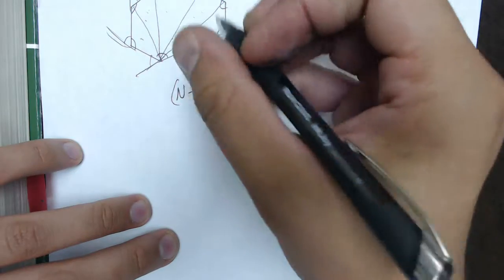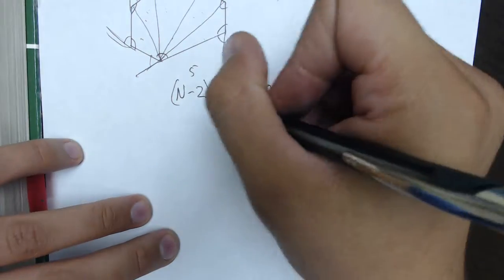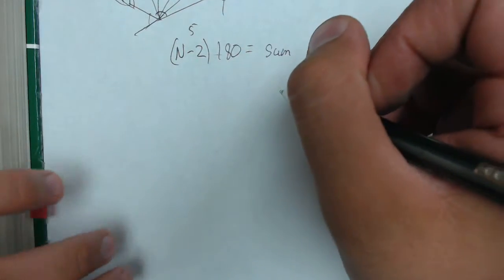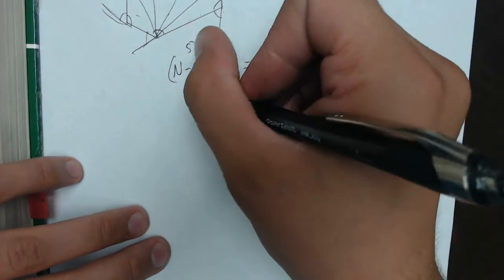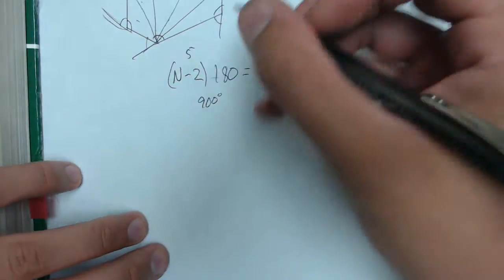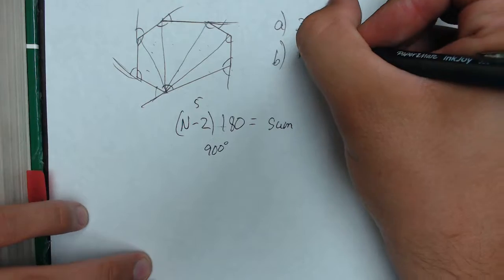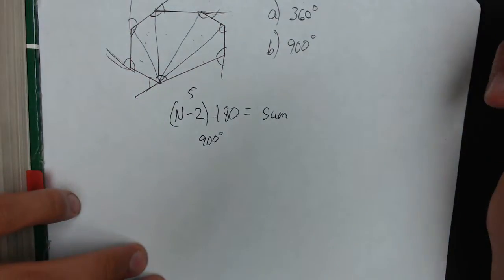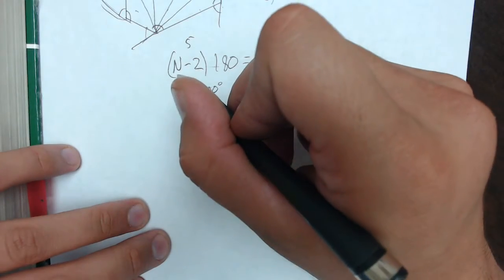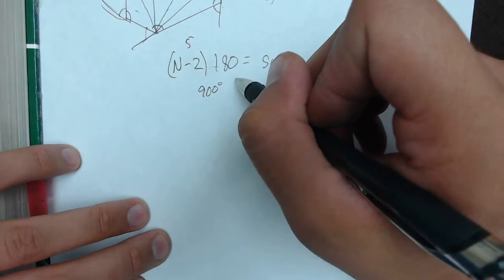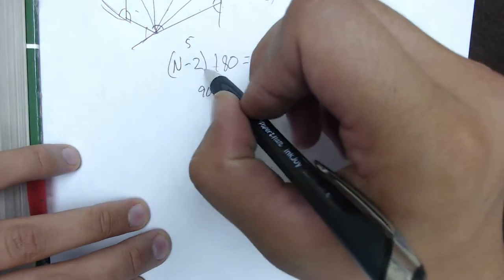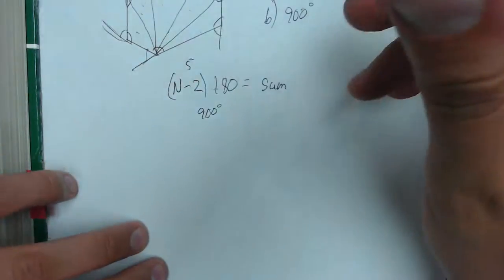7 minus 2 gives me 5. 5 times 180 gives me, let's see here, 900. 900 degrees. So the sum is going to be 900 degrees for the interior angles. Just remember this equation: number of sides minus 2, times 180. So 7 sides minus 2 gives me 5 times 180, 900.